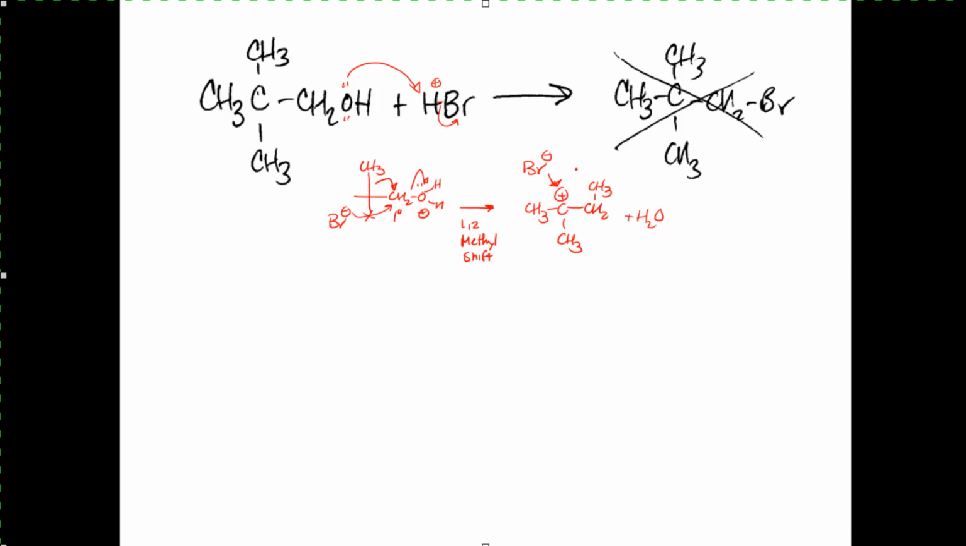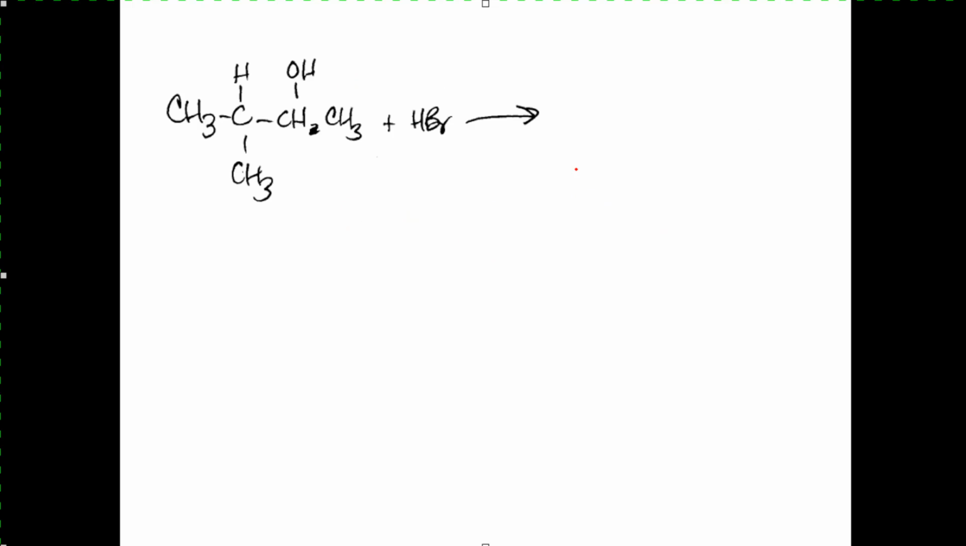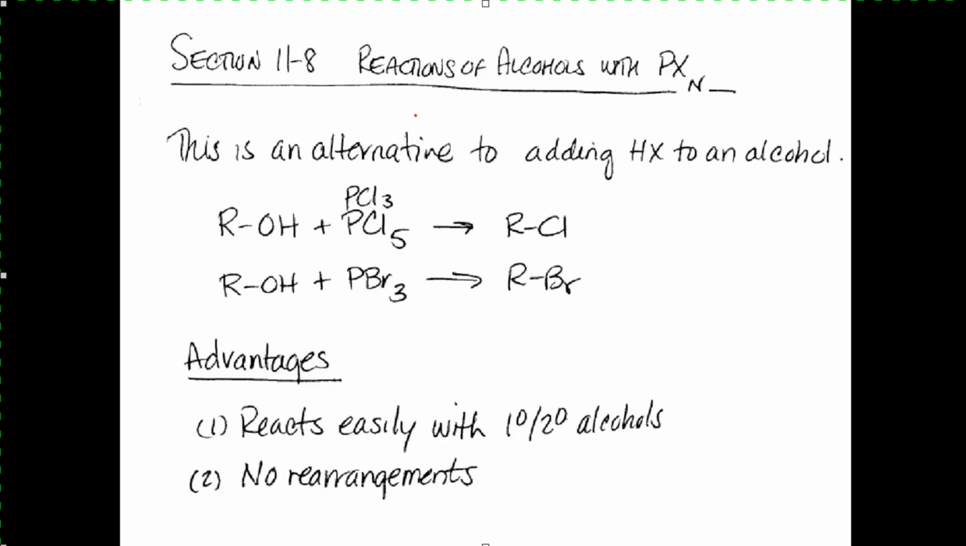So are there alternatives to using something like HBr, HCl? And the answer is yes. Here's another example. Maybe I'll make this one of the online quiz mechanism problems for you, to write the product of this where this molecule undergoes a hydride shift. So what are the alternatives to adding HX to an alcohol?